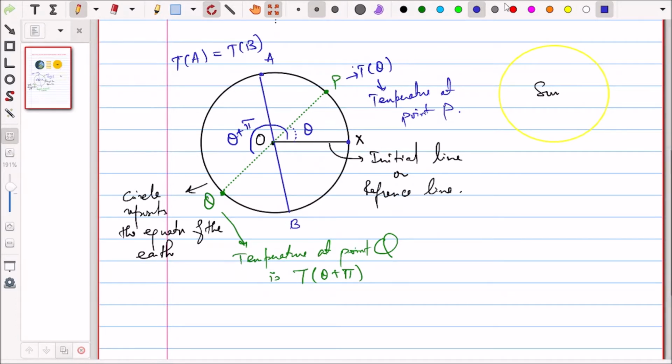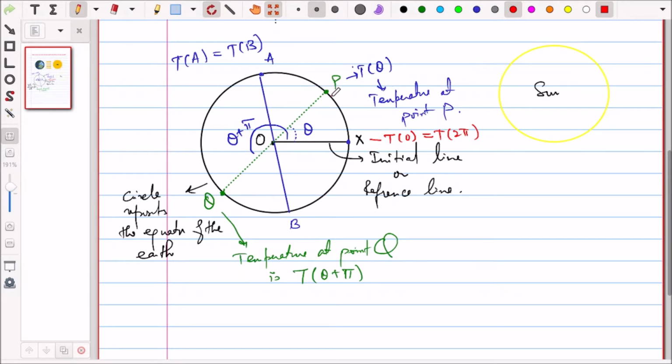Okay, so let me represent the temperature at x as T0, and T0 is also equal to T2 pi, because this will also make an angle 2 pi. When we go all around this, we get that T0 is equal to T2 pi. Now, because the sun rays distribute evenly on the surface of the earth, the temperature varies along the equator of the earth evenly.